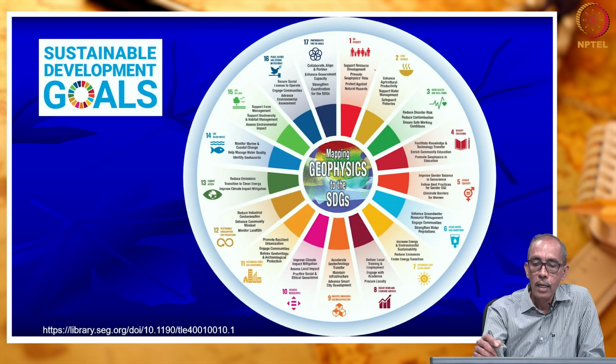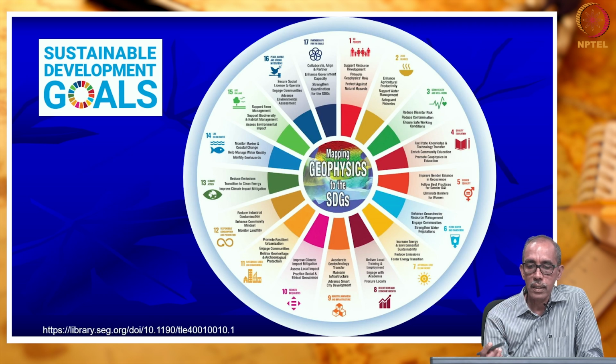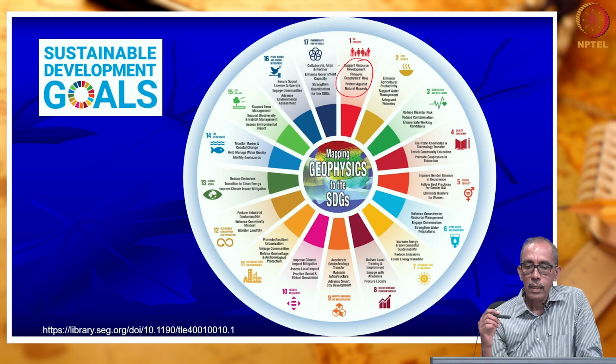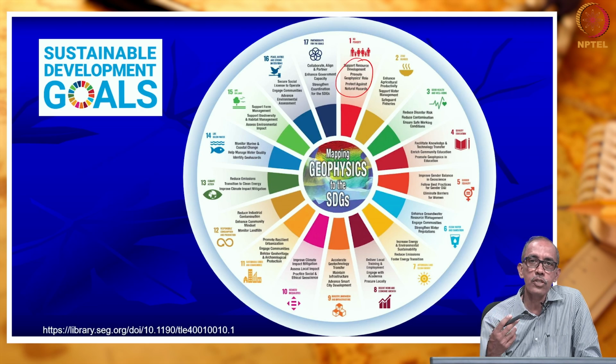They have related how to tackle each and every goal. Geophysical methods can be used. For example, no poverty, right? How can geophysical methods be used? Geophysical methods can help us to understand whether there is going to be any natural disasters or natural hazards. If there is going to be any natural hazard, how we can carry on with the investigation, what are all the remedial measures that can be taken, geophysical methods can be applied for that.